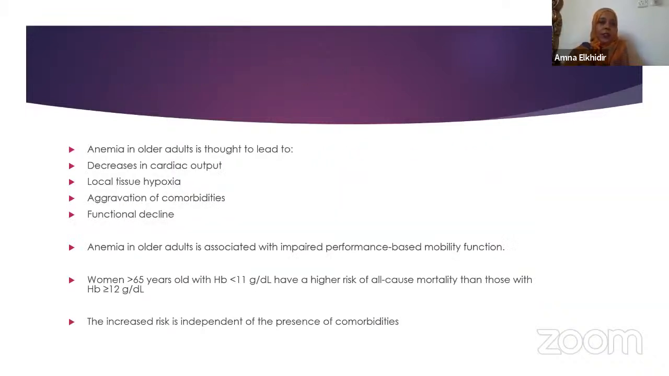Anemia in older people is thought to lead to decreased cardiac output, local tissue hypoxia, aggravation of the comorbidities, and functional decline. It is also associated with impaired performance-based mobility functions. Usually, women older than 65 years with hemoglobin level less than 11 have a higher risk of all-cause mortality than those with hemoglobin level more than 12. The increased risk is independent of the presence of comorbidities.